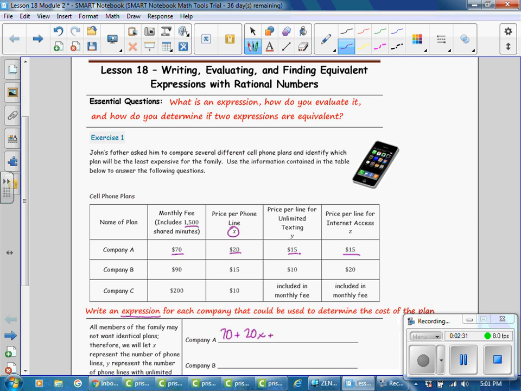In addition to that, you would pay for texting. And y will represent the number of phone lines for texting. At $15 per line, that will be written as 15 times y, which is 15y. Additionally, in order to get internet access or data, it's $15 per line. Z will represent the number of lines for the internet. So 15 times the number of phone lines is 15 times Z, which we write as 15Z. So this is the expression to determine the cost of using phone company A.